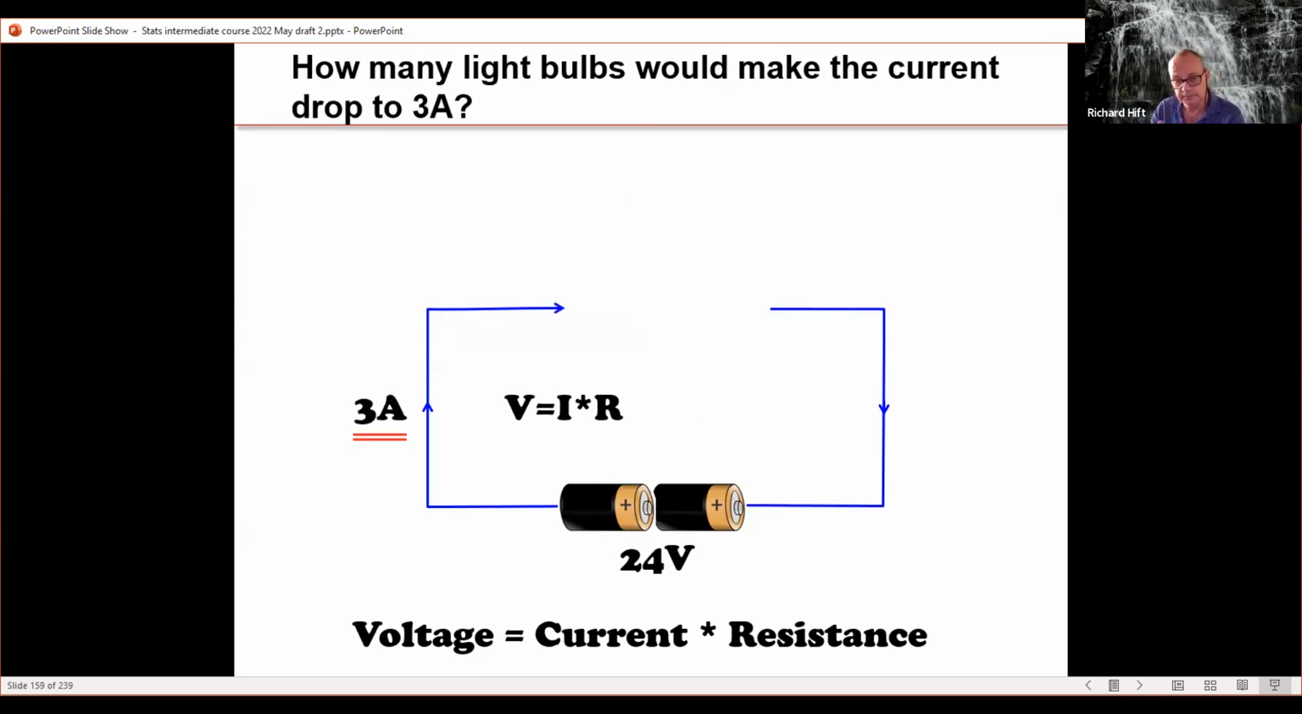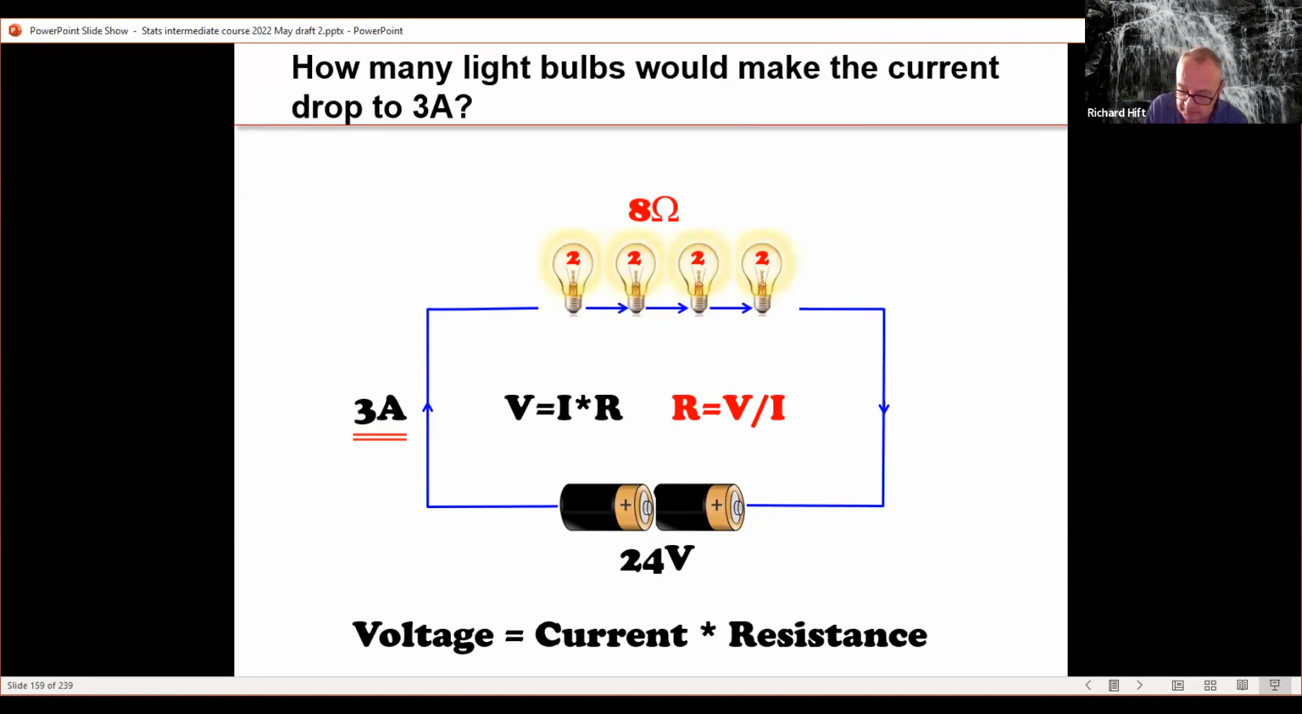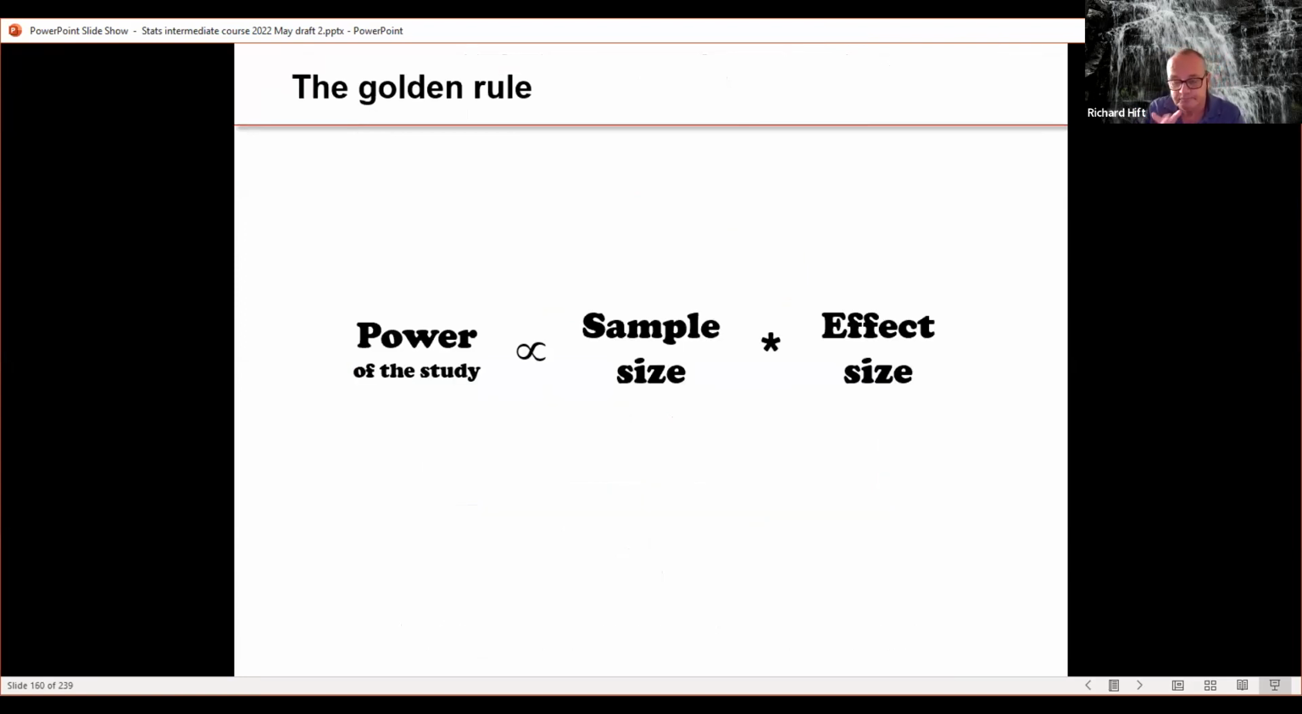And the final example, if I tell you that the current flowing is 3 amps and the voltage is 24 volts, my question is, how many light bulbs have I got there? Well, rearranging that, R equals V over I. 24 volts over 3 amps is 8, and seeing each lamp bulb was 2 ohms, there must be 4 light bulbs. So working with Ohm's law is actually very simple.